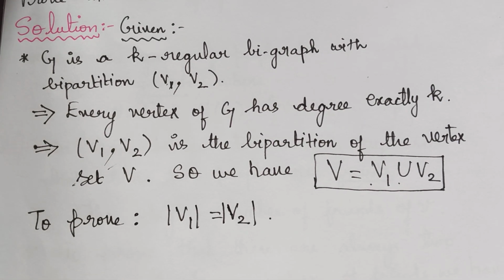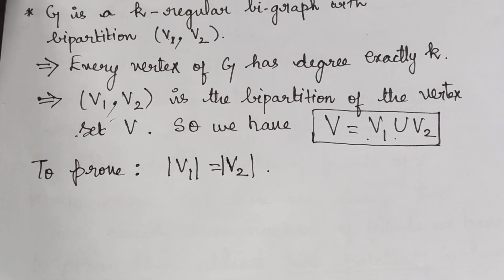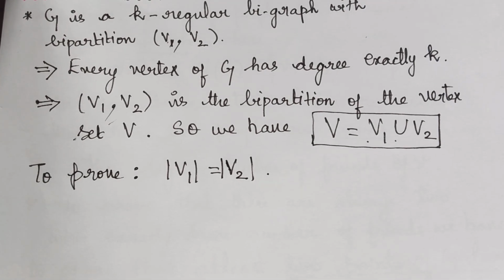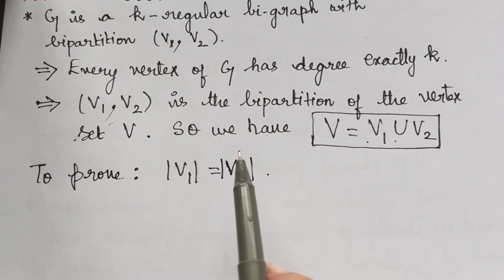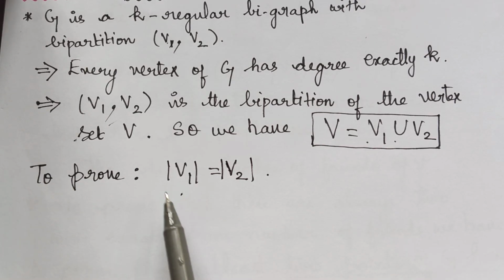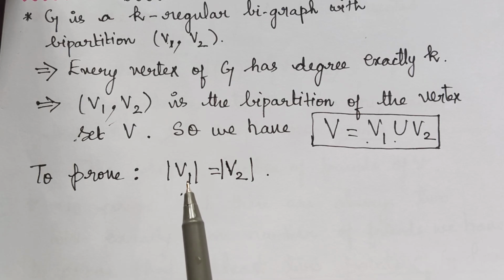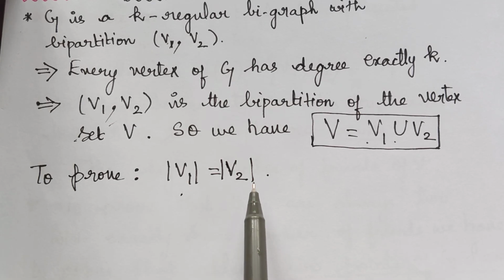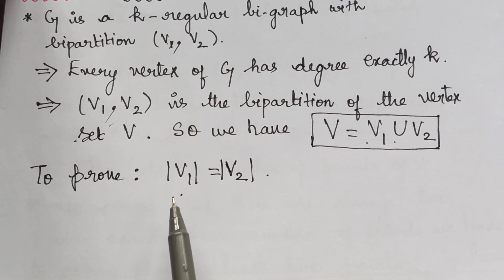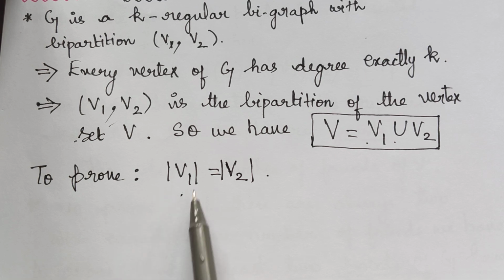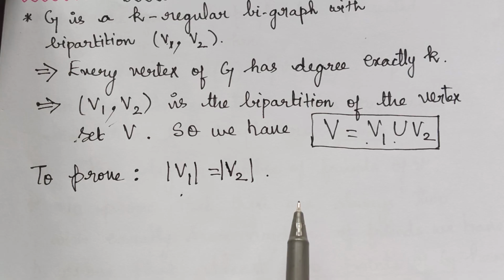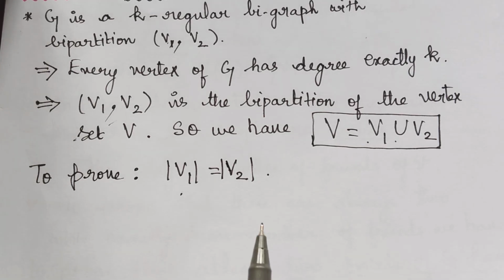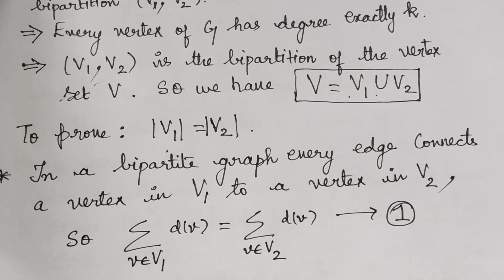In order to prove this, we shall recollect the concept of a bipartite graph. In a bipartite graph, we know that every edge connects a vertex in V1 to a vertex in V2. This is by the definition of the bipartite graph. So we can say that the sum of all the degrees of V1 will be equal to the sum of the degrees of V2, because every edge connects a vertex in V1 to V2. So let us write that. So I have written that.